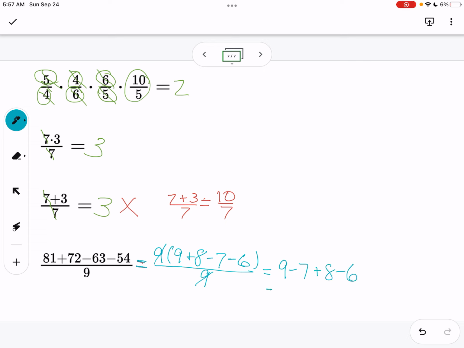9 minus 7 is 2. 8 minus 6 is 2. So that answer is 4. Now, 9 plus 8 is 17. Minus 7 is 10. Minus 6 is 4.